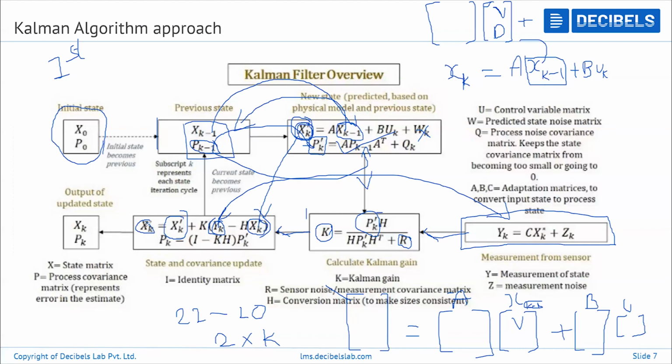So this update value will act as a previous value for the second round of estimation. Or you can take it as an output value. So this is the overview of the Kalman filter.